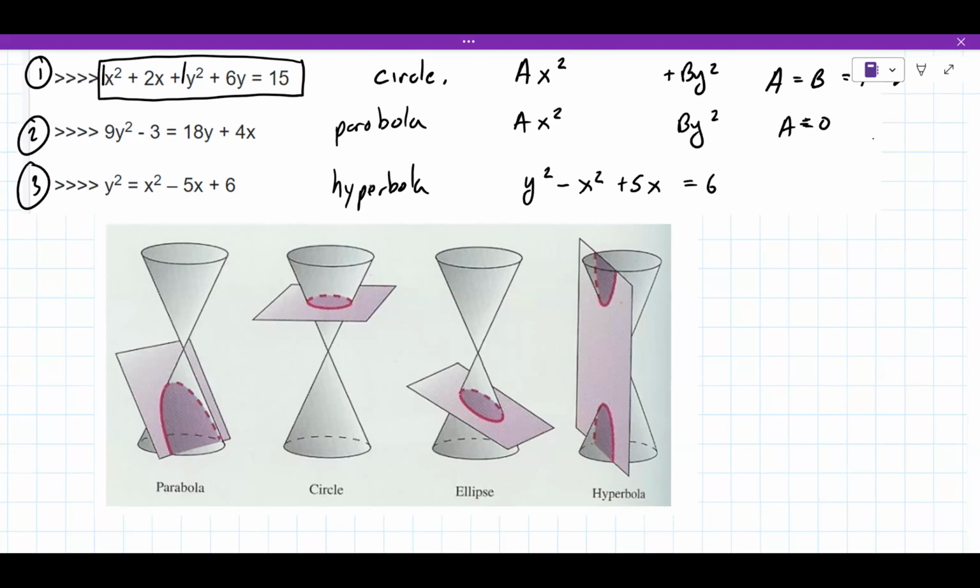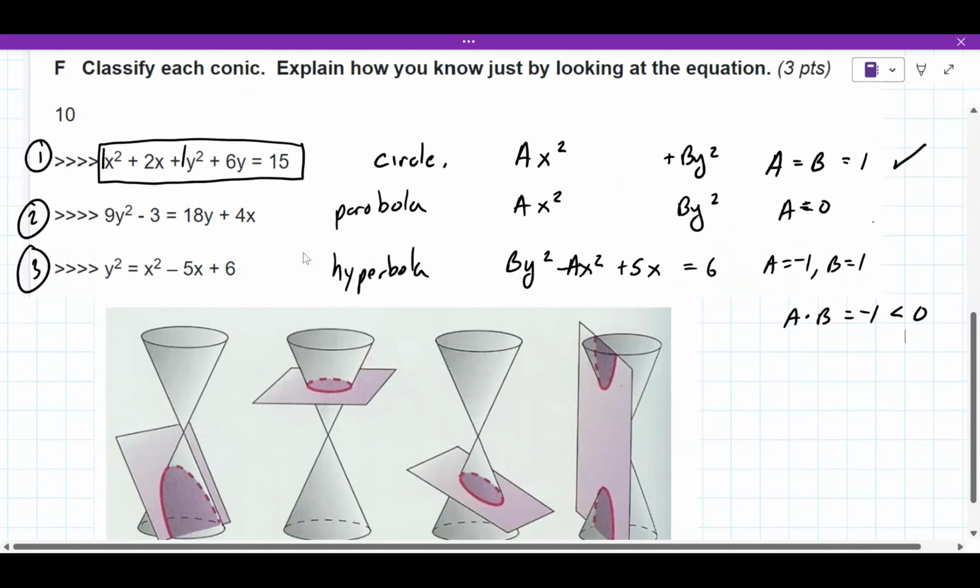And because the a in front of x squared is -1 and the b in front of y squared is +1, a times b is -1, which is less than 0. And that's the indication of how you classify this. So if you get any of that down, that's probably good. I would also include a graph of each. Although I know it's easy to just look at the equation, it's always good to have a graph if you can.